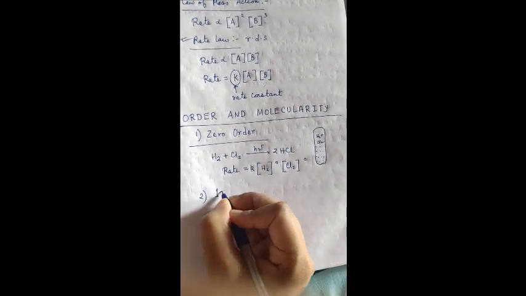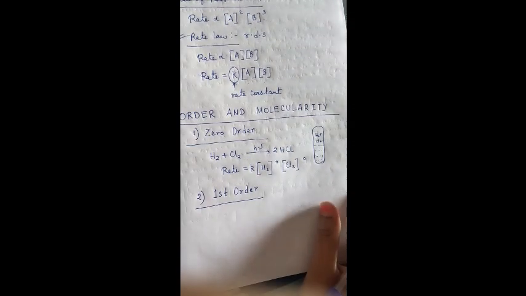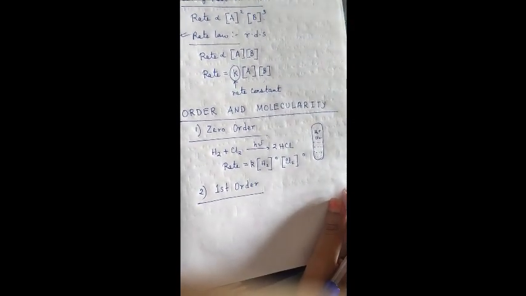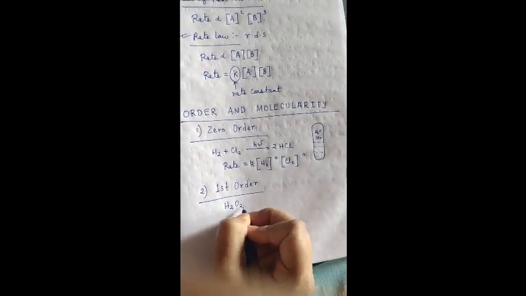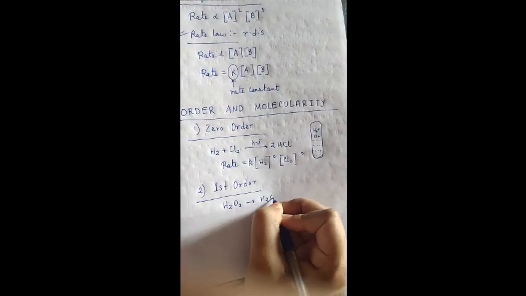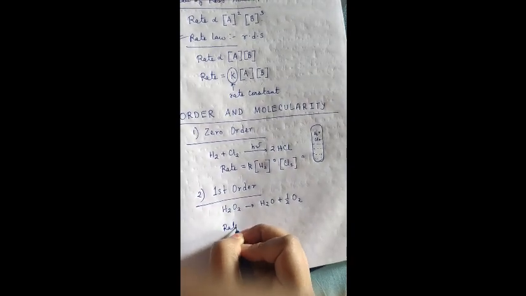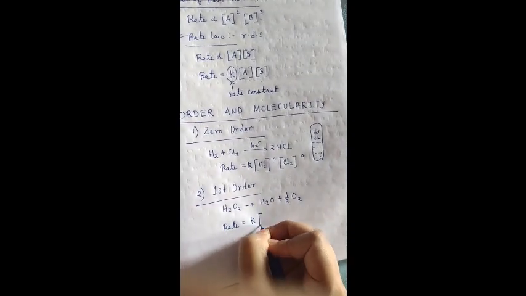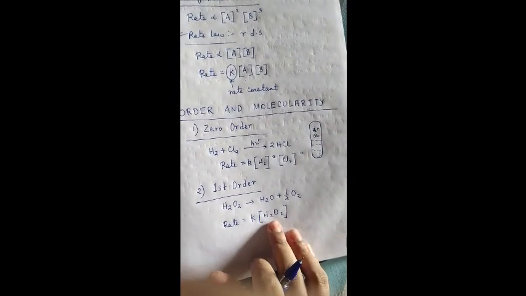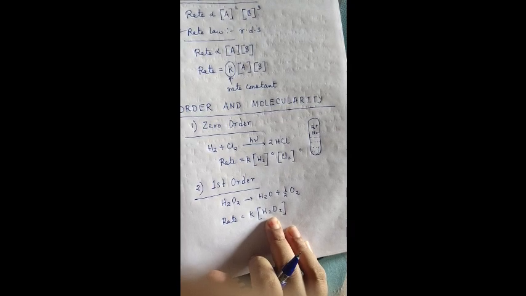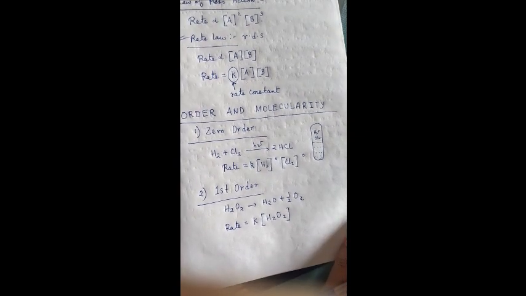Number 2, first order reaction means a reaction that is dependent upon only one reactant. Suppose I am decomposing hydrogen peroxide. So what will we get? H2O plus half O2. Here the rate is equal to the rate constant times only the concentration of H2O2. So how many reactants are involved? Only 1. So the order of the reaction becomes 1. Like this there can be second order reactions and third order reactions.